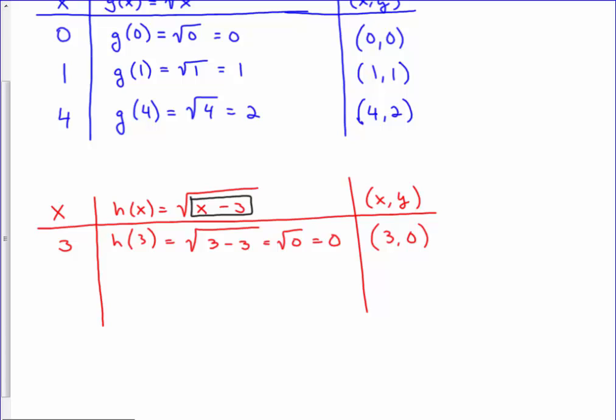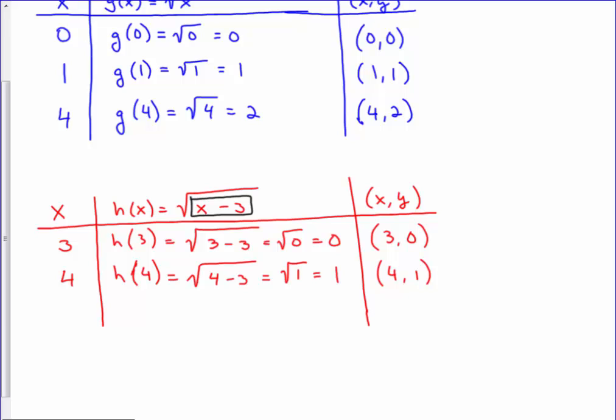Now, this gets a little tricky because of the x minus 3 underneath. The next value that I know how to take a square root of is 1. What value for x would I need to plug in so that x minus 3 was 1? Well, if I plugged in 4, then that would give me 1 under the root. So I would use 4 as my next x value. h of 4 equals square root of 4 minus 3, which equals square root of 1, which is 1. So this ordered pair would be 4, 1.